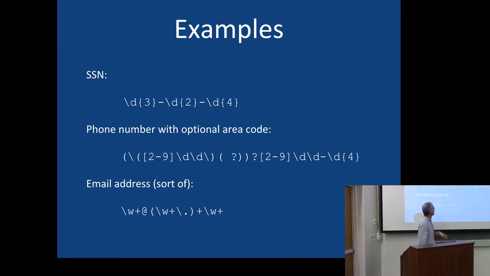So that's the back. The front end is to deal with the 3-digit area code. So this describes a 3-digit area code. What happens when I put a question mark after it? Optional. Makes it optional. So the area code's optional. And then I said, let's see, what's this here? Backslash parenthesis.